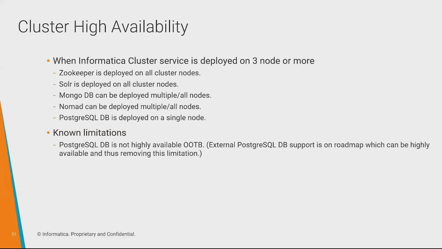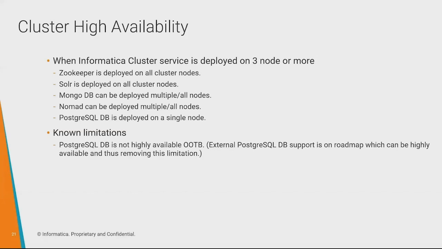Solr, which is used for search indexing, is deployed on all cluster nodes. MongoDB and Nomad: MongoDB is your metadata asset repository, and that can be deployed on multiple nodes or all nodes. In case of a 3-node cluster, which is most common as we see it, you will have MongoDB on all the nodes, and that makes it highly available. Same goes for Nomad. It can be deployed on multiple nodes or all nodes, and this configuration is something you can choose in the Informatica Admin Console. I will show a screenshot of that in a moment.